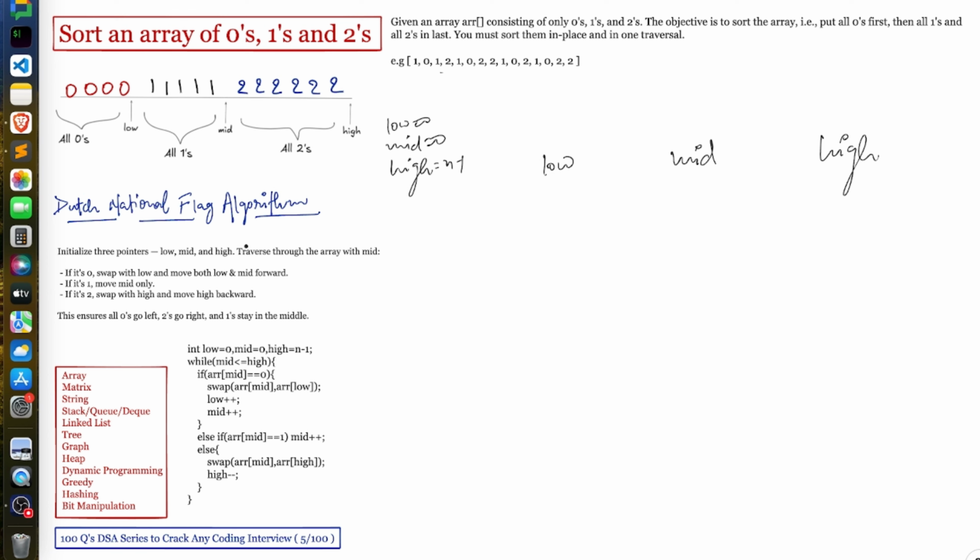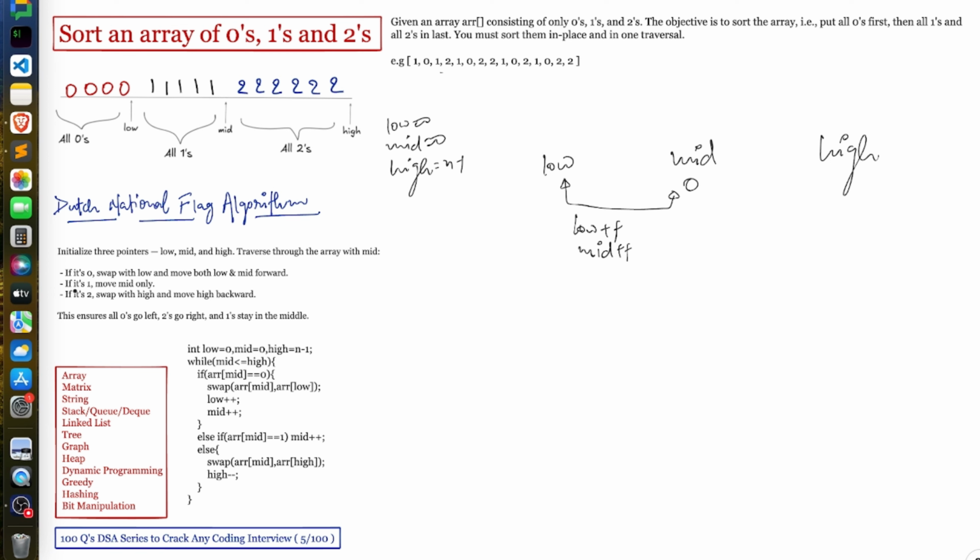So it says if your current number at the mid pointer is 0, what you do, you swap with low and increment both low and mid. We know that all the zeros should come in the beginning, right? So that is why if the number encountered at the mid pointer is 0, swap with the low, because I want to keep it at the beginning, right? So swap these two and then do low plus plus and then mid plus plus. We'll understand through a test case, then it will be clear for you.